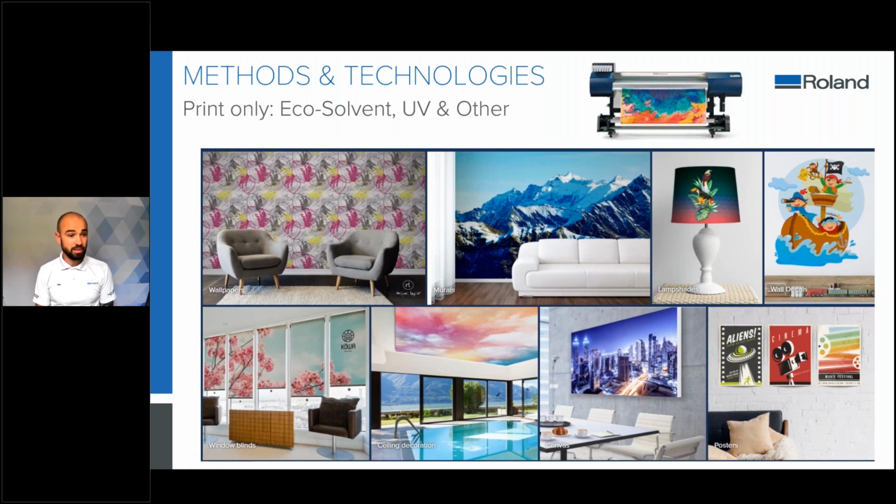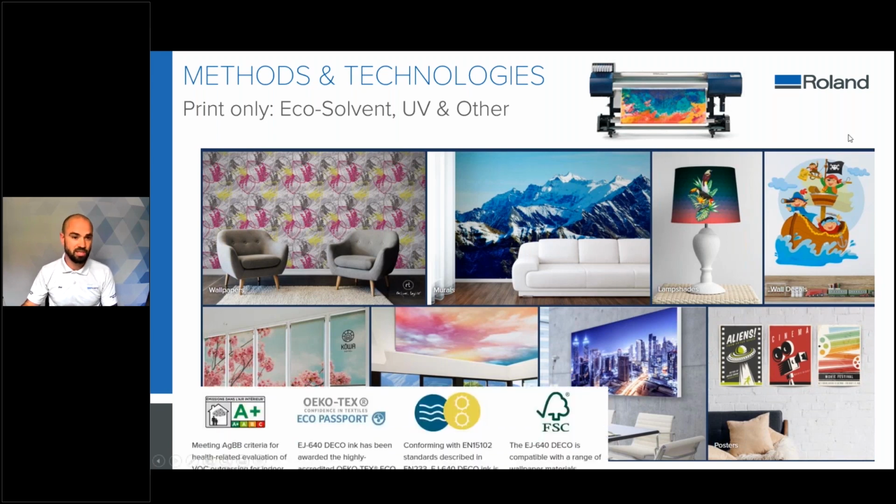Again, some of the different applications or materials that you can use with the EJ Deco: wallpapers, murals, lampshades, wall decals, so you can pair the EJ Deco with a cutter, blinds. So we're not just talking wall graphics here, but ceilings, canvases, and posters are some of the different applications that that product would be suited for.